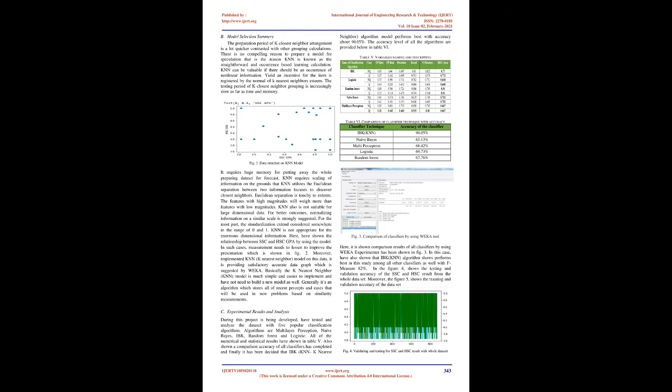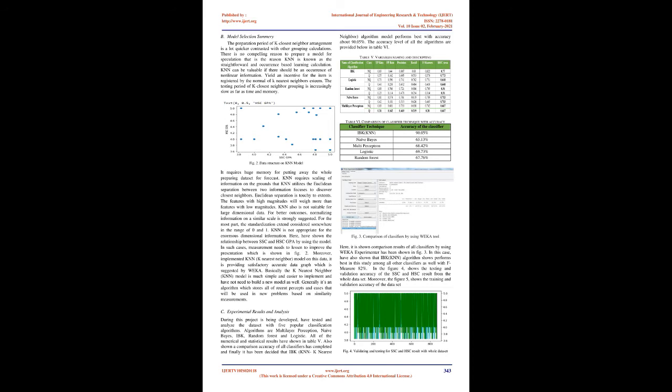The preparation period of K nearest neighbor classification is a lot quicker compared with other classification algorithms. There is no need to train a model for generalization. That is the reason KNN is known as a simple and instance-based learning algorithm. KNN can be useful in the case of nonlinear data. Output and value for the item is computed by the average of the K nearest neighbors' values. The testing period of K nearest neighbor classification is slower in terms of time and memory. The neighbor algorithm model performs best with accuracy of about 90.05%. The accuracy level of all the algorithms is provided below in Table 6.